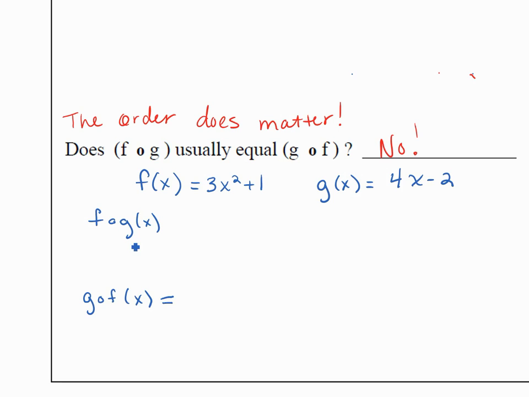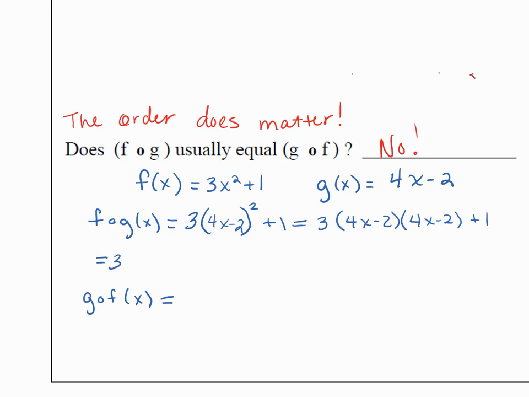So f composed with g, this is more good practice. We're going to start with f and put parentheses, so that this is an x squared, so we're going to put parentheses squared plus 1. And in our parentheses, we're going to put 4x minus 2. Now, what does this mean when we simplify it? It means we're going to have 3, and then what does 4x minus 2 squared mean? It means 4x minus 2 times 4x minus 2 plus 1.